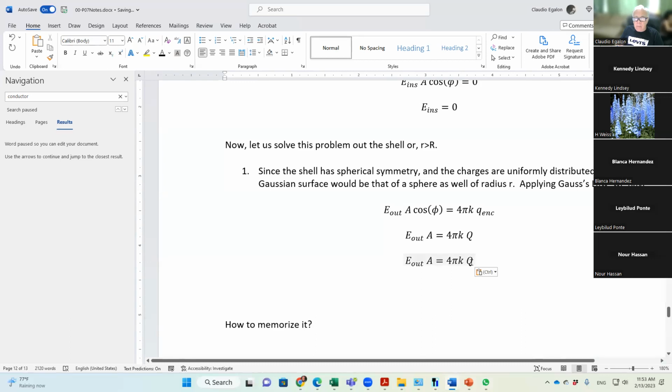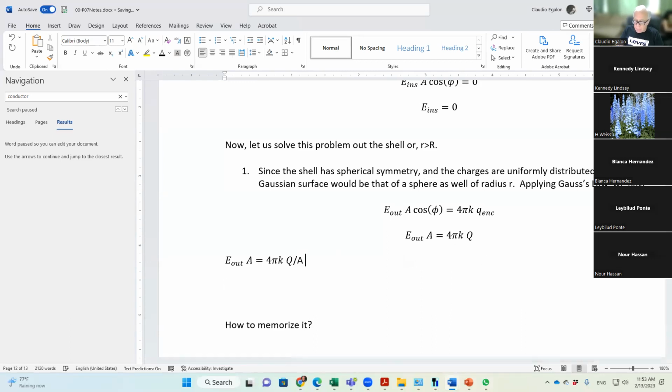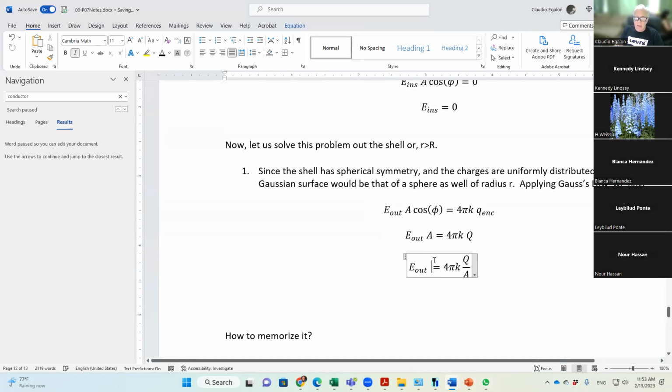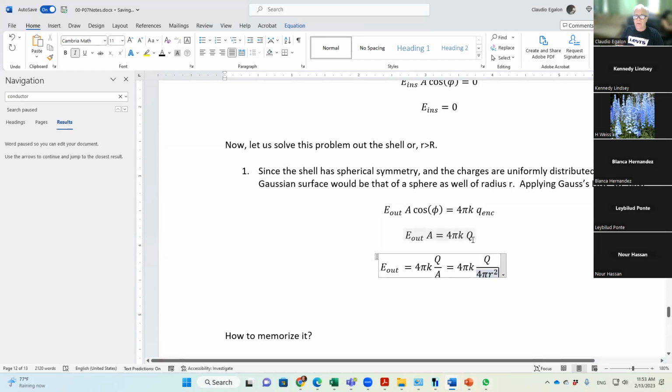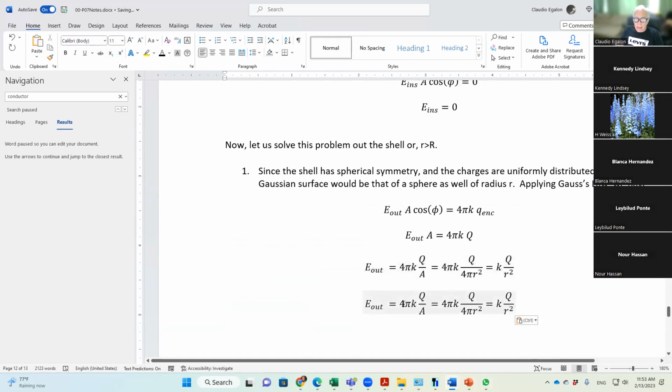And then we get exactly the same result that we got for the point charge. Here, we're going to have A, the area of a sphere, which is 4 pi r squared. The 4 pi cancels out with 4 pi. And we do get the same result as for a point charge.